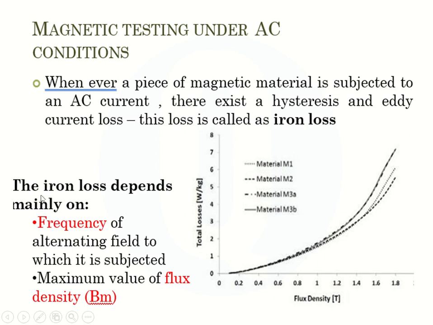So the two main factors on which iron loss depends are the frequency of the alternating field and the magnetic flux density. In case of DC supply, it depends on magnetic flux density only, but in case of AC supply, it depends on frequency as well as magnetic flux density. This is the graph of losses versus flux density, which will be different for different materials. Iron loss will be different for different materials corresponding to the same flux density.